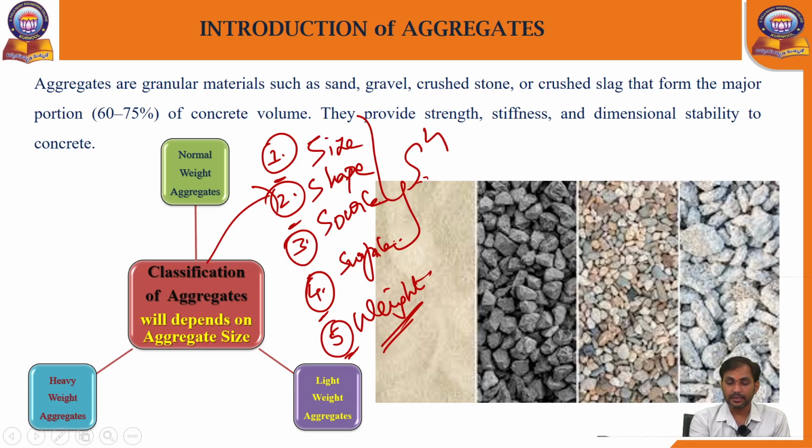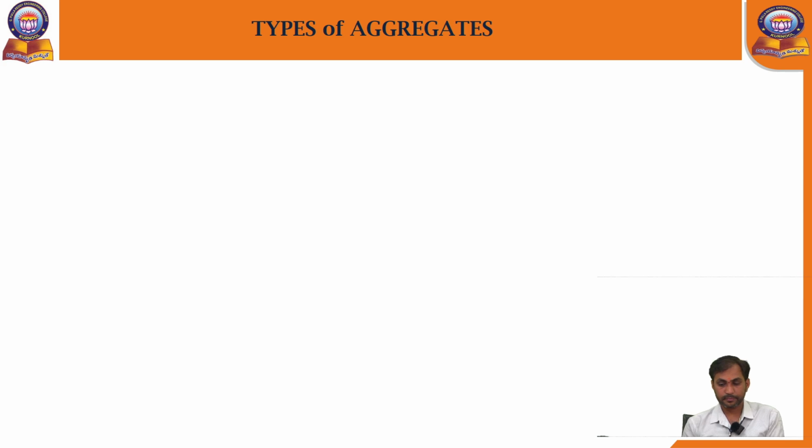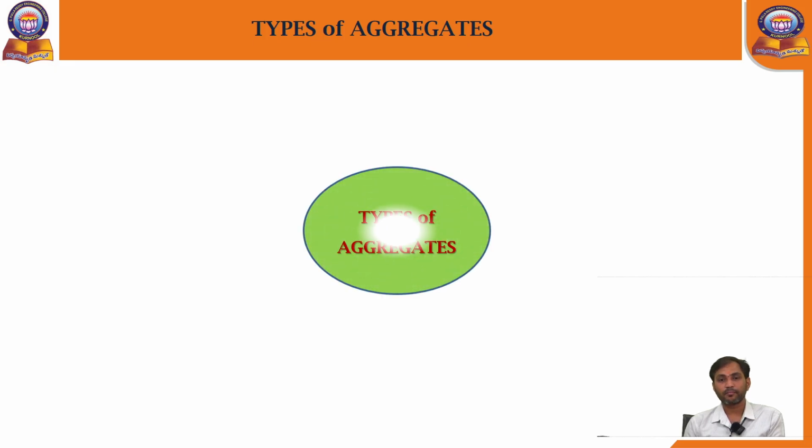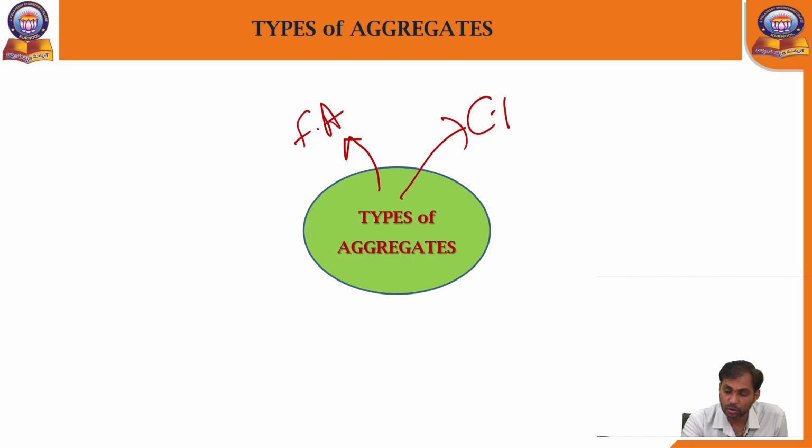Okay, see here. In a small image I have mentioned that the classification of aggregates depends on the size and shape, and also the weight. The weight gives lightweight aggregates, normal weight aggregates, and heavyweight aggregates. Okay, done. Next, coming to the types of aggregates. How many types are there? Two types. One is fine aggregate, another one is coarse aggregate.